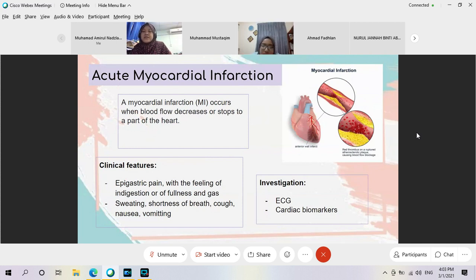Kalau tak ada ST elevation, apa lagi? Depression. I'm not asking you, Mas Hakim. I'm asking Najwa. Najwa, you prepare the slide. You should know the best. I'm sorry, I don't really know.